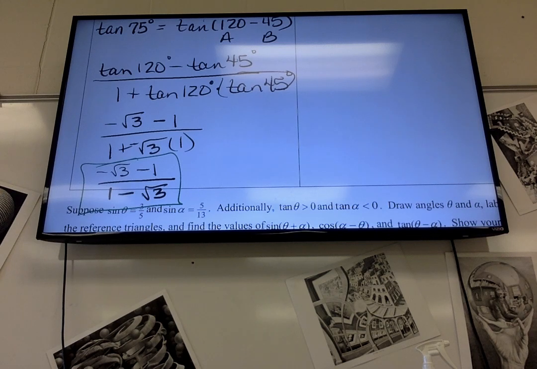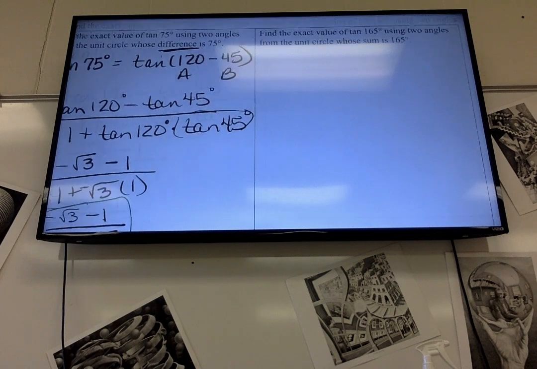And of course, those could be in any order. Like on my paper, it says negative square root of 3 minus 1 over negative square root of 3 plus 1. I just changed the order. Doesn't matter what order it's in.